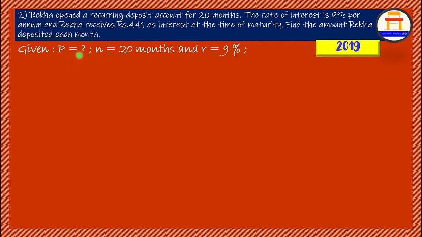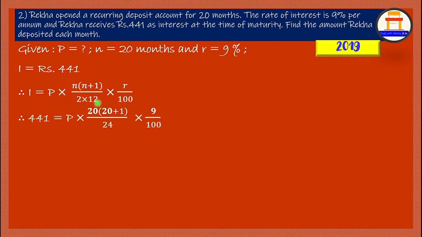Let's write down what is given. Principal we don't know, let's write it as a question mark. And n they have given as 20 months. R is given as 9%. Interest is also given as 441 rupees. So let's not waste time. Let's continue with the formula. I is equal to P into n of n plus 1 into R divided by 2 into 12 into 100, which is nothing but 2400. 441 is equal to P into 20 of 20 plus 1 into 9 divided by 2400. I'm basically substituting the actual values over here. Later on, we get P as 280 rupees upon simplifying this.